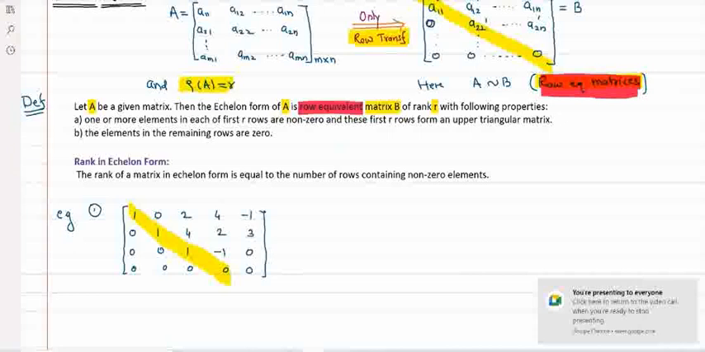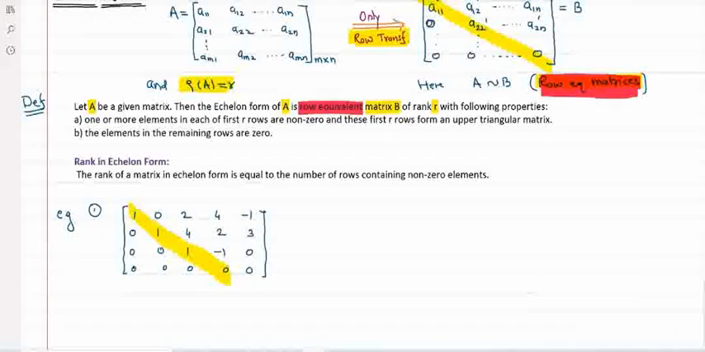Elements below the diagonal all are 0. After that, one more condition you have to check. Now, the first non-zero element in the first row, so this is the first non-zero element, and the elements below that all must be 0. Okay, this condition also you have to verify.